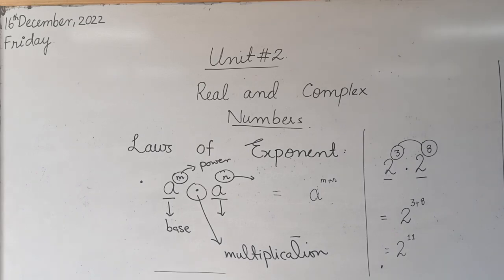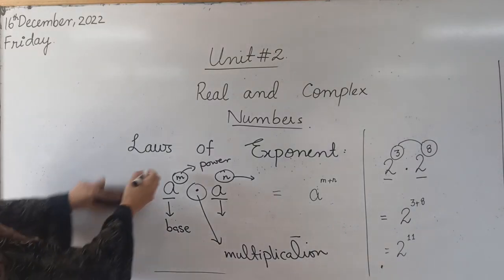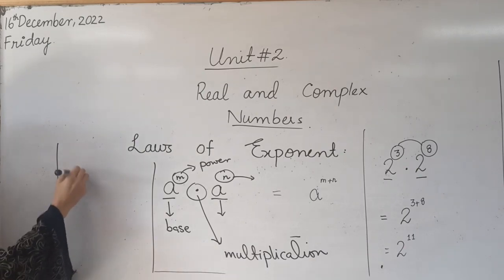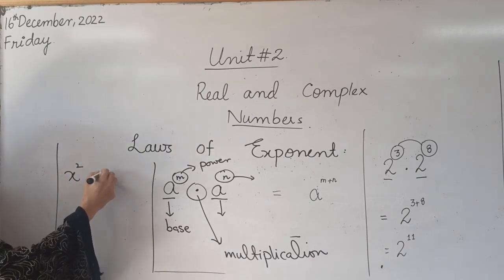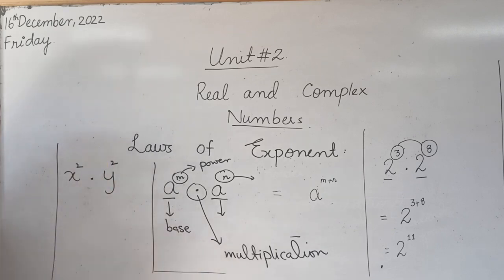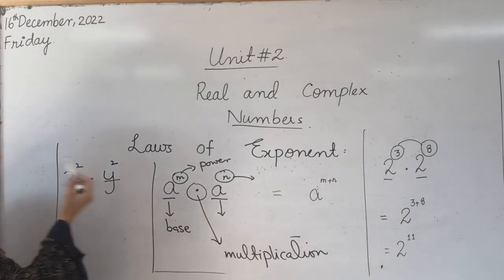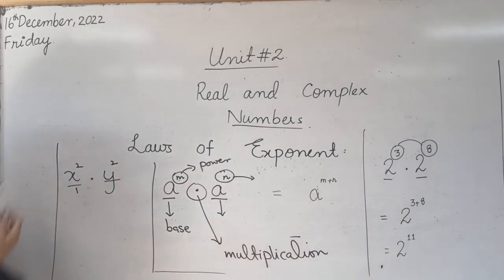See another example. For example, if we work with variables like alphabets x, a, b, c, and so on. For example, x square and y square. Can we apply this law to these x square and y square? No. Why? Because here base is x and here base is y. The bases are different.